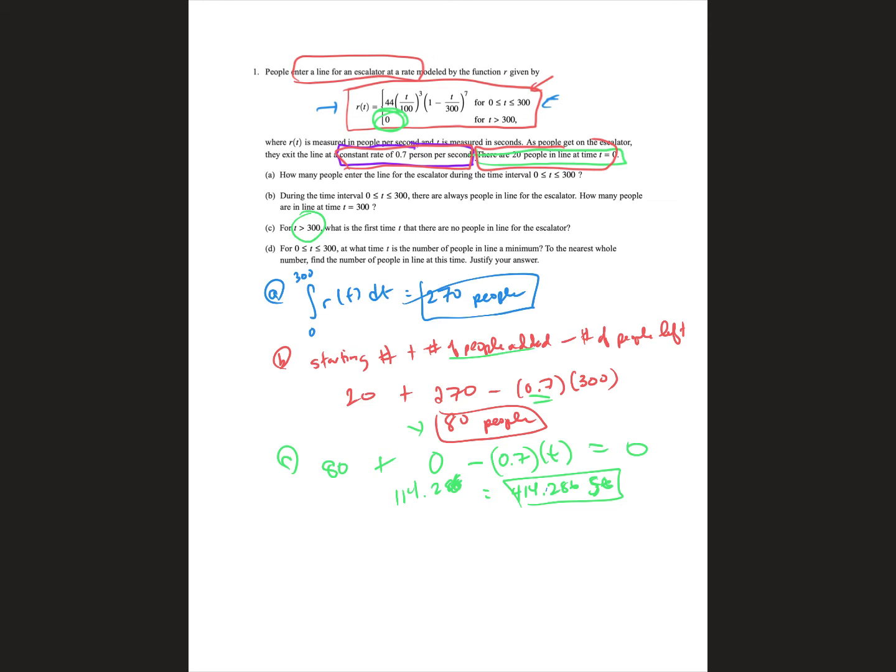Now, I never round it to a whole second unless I'm told to in the problem, so I would just go ahead and round it to the thousandths always if I have to. Now, part D. Part D says, at what time is the number of people in line a minimum?